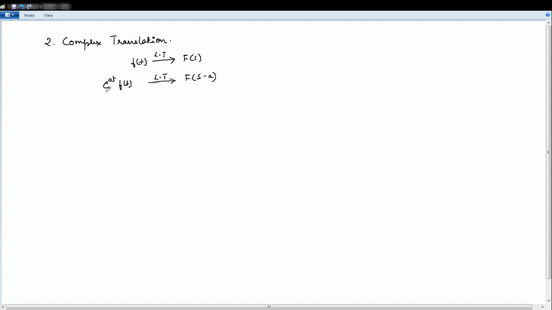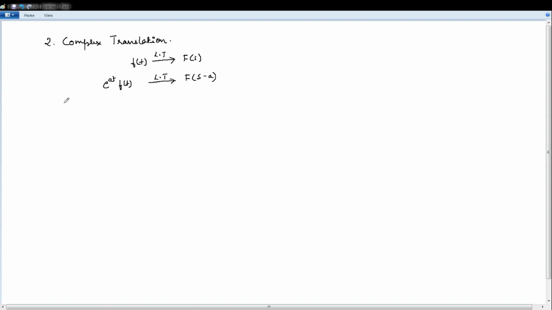So if you multiply an exponential with the time domain signal, you get a shift in the s domain signal. I mean s domain signal, not frequency domain. If it was f of t, you would get F of s. If it is e power at f of t, you would get F of s minus a.